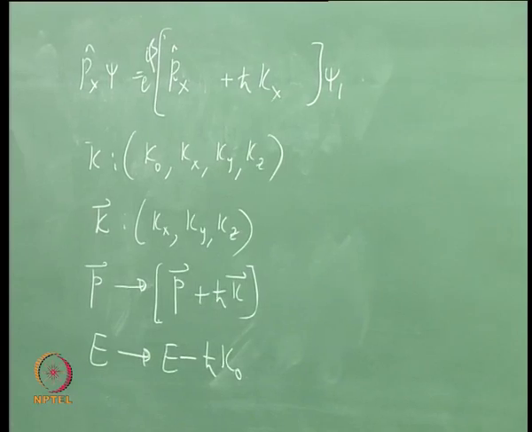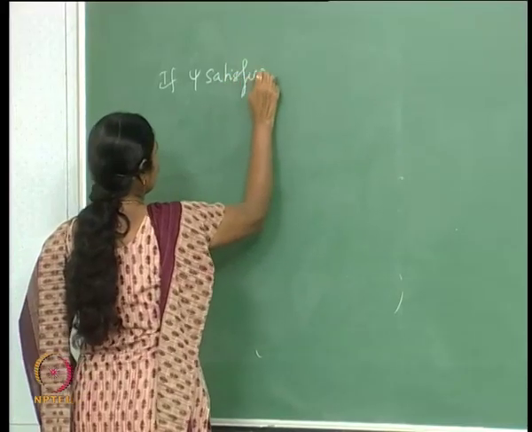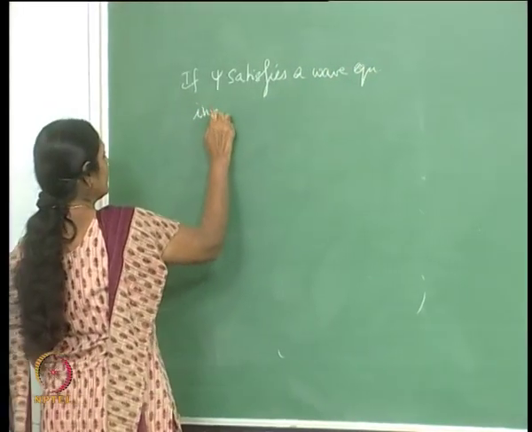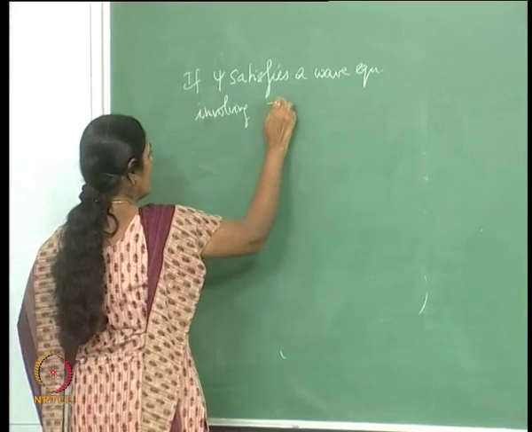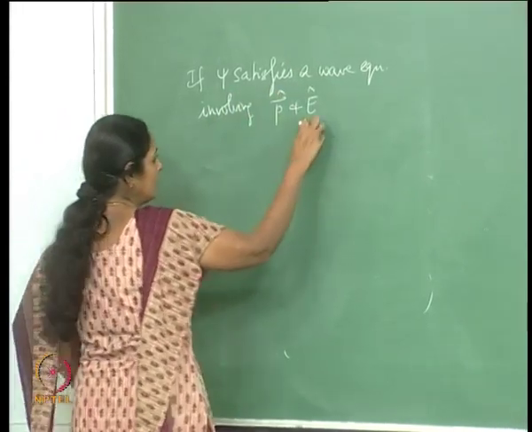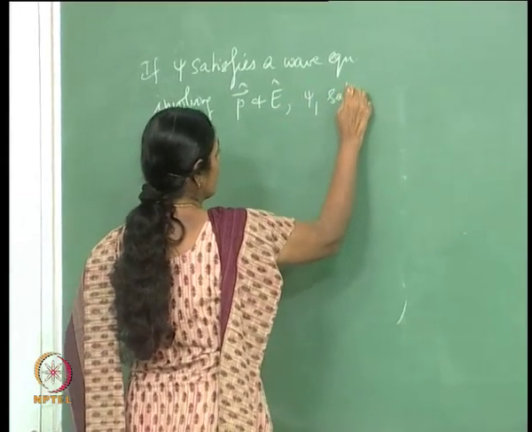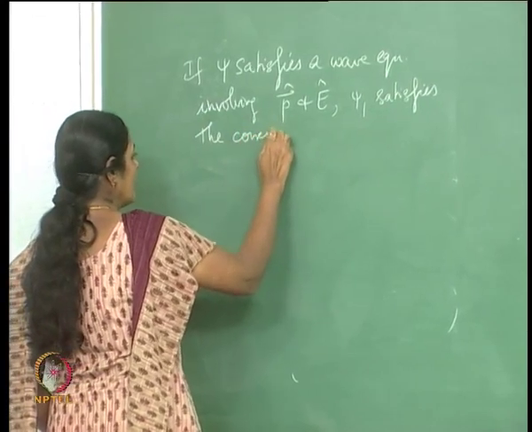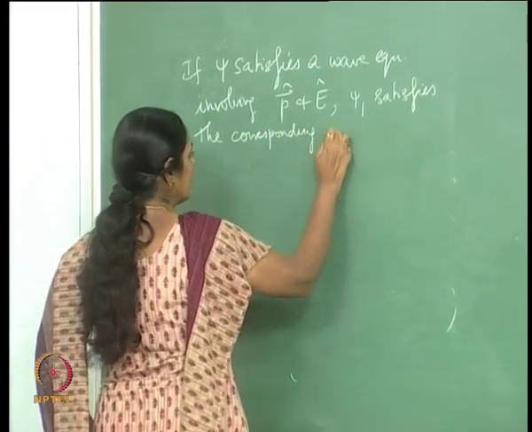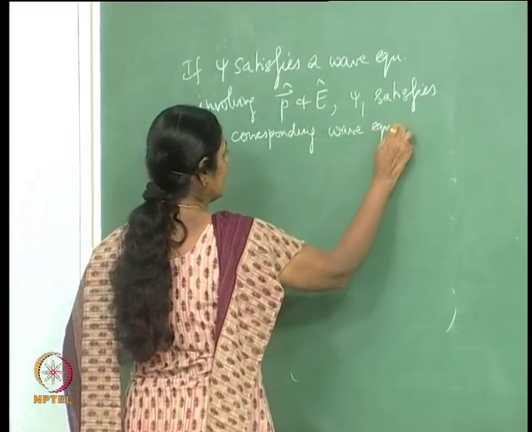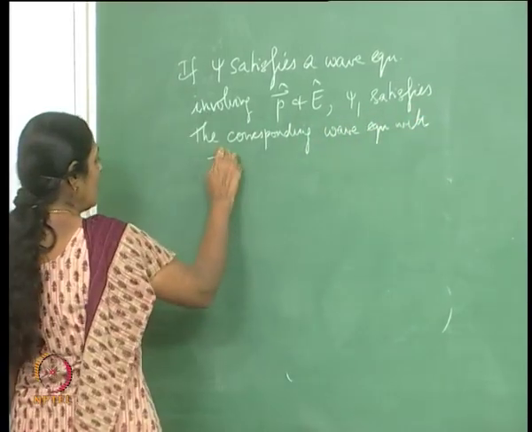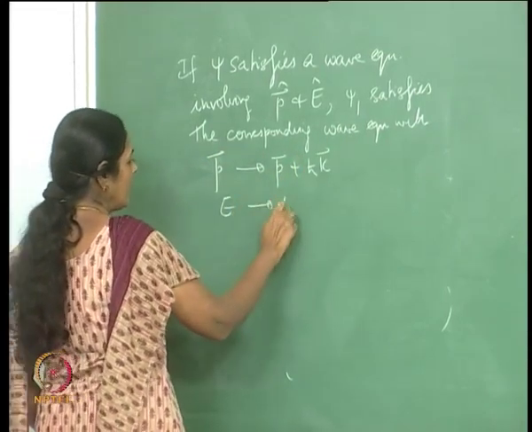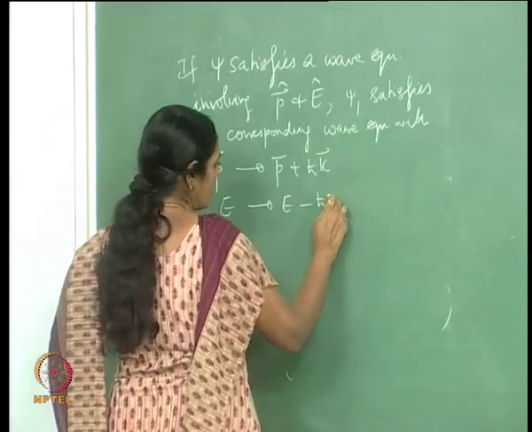So if psi satisfies a wave equation involving P and E, these are operators, remember, psi 1 satisfies the corresponding wave equation with P going to P plus h cross k and E replaced by E minus h cross k naught.